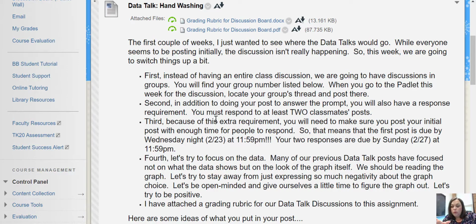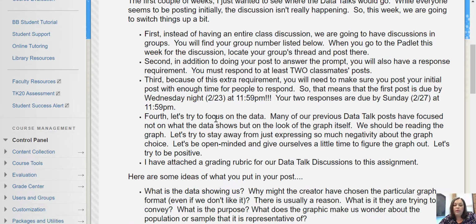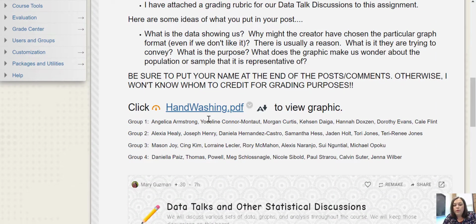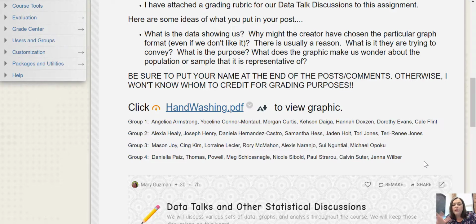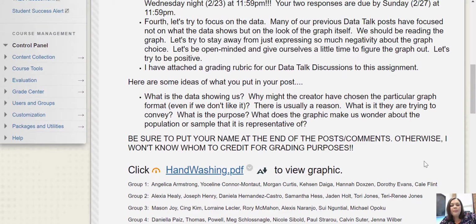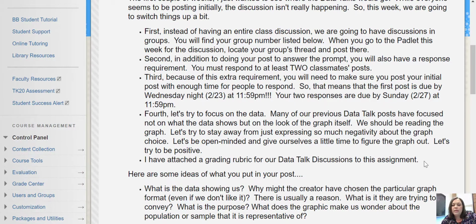First, we're splitting up into groups. And if you scroll to the bottom, you can see which groups you're in. We've got 4 groups here, so 7 people in each group. So you can figure out which group you're in. And then second, you're going to respond to 2 classmates, at least 2, with something meaningful. Okay, don't just say I agree. Get that conversation going.